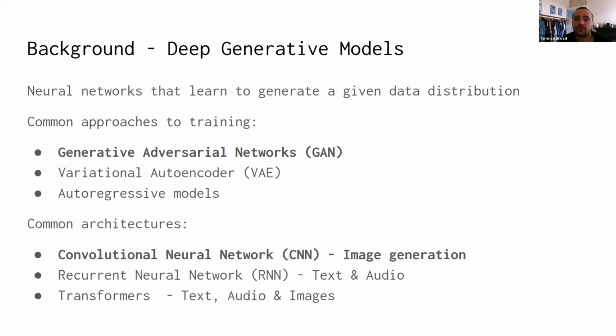So just a quick background on generative models. Generative models are neural networks that learn to generate a given data distribution. You give it training data and it learns to reproduce samples that look like the data. There are lots of approaches and architectures, but the ones we're going to be using are generative adversarial networks, which we refer to as GANs, and convolutional neural networks, which are commonly used in image analysis and image generation, which we'll refer to as CNNs.